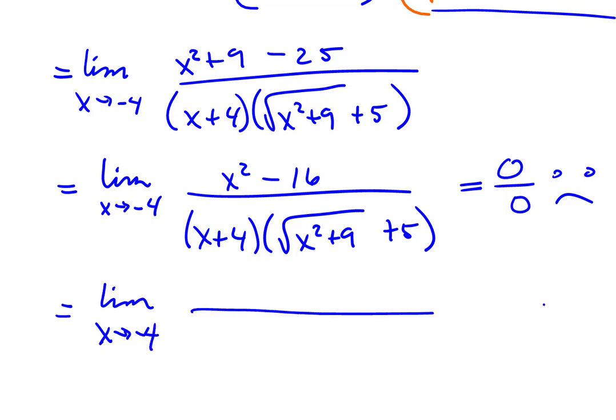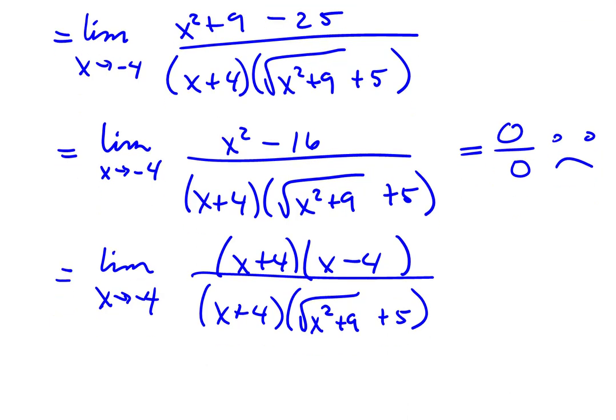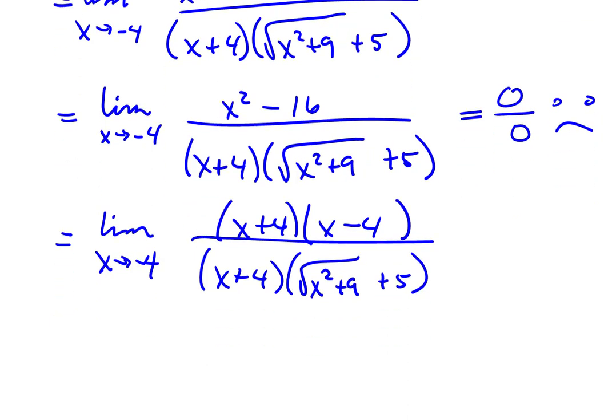So let's try factoring that out, which means now we have the limit as x approaches negative 4 of this numerator, which could be written as x plus 4 times x minus 4. That's factoring a difference of squares. And then down below, we're just going to copy the x plus 4 times this ugly root, square root of x squared plus 9 plus 5. And now you can finally see why we wanted to keep the denominator as is, because now these x plus 4s can cancel since everything is factored.